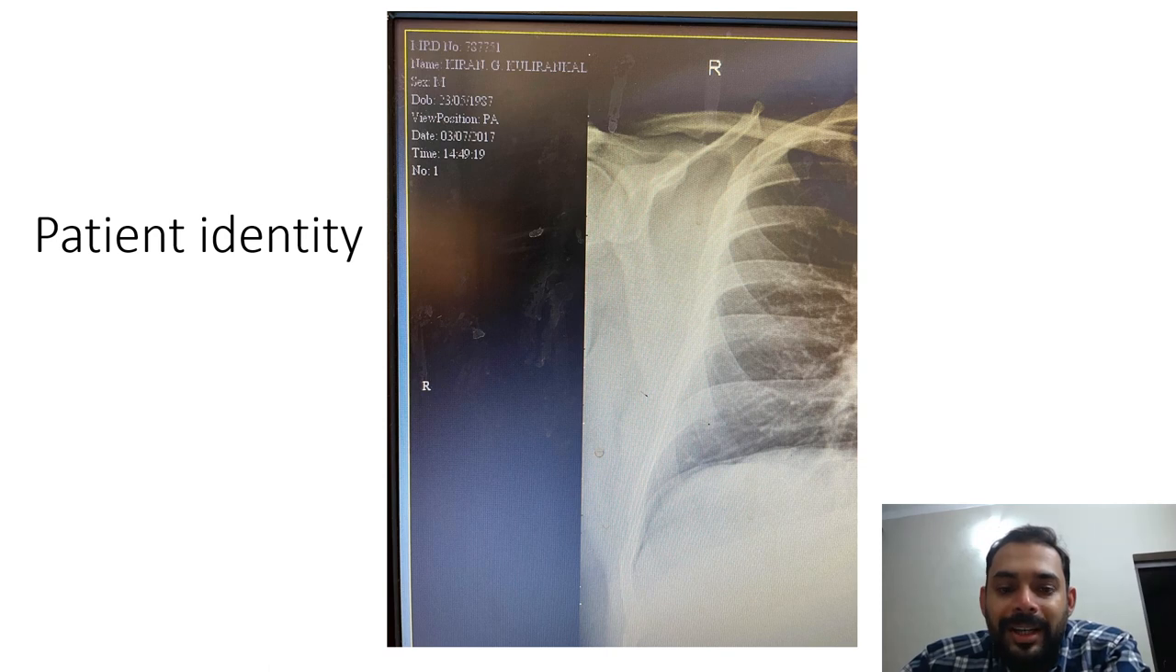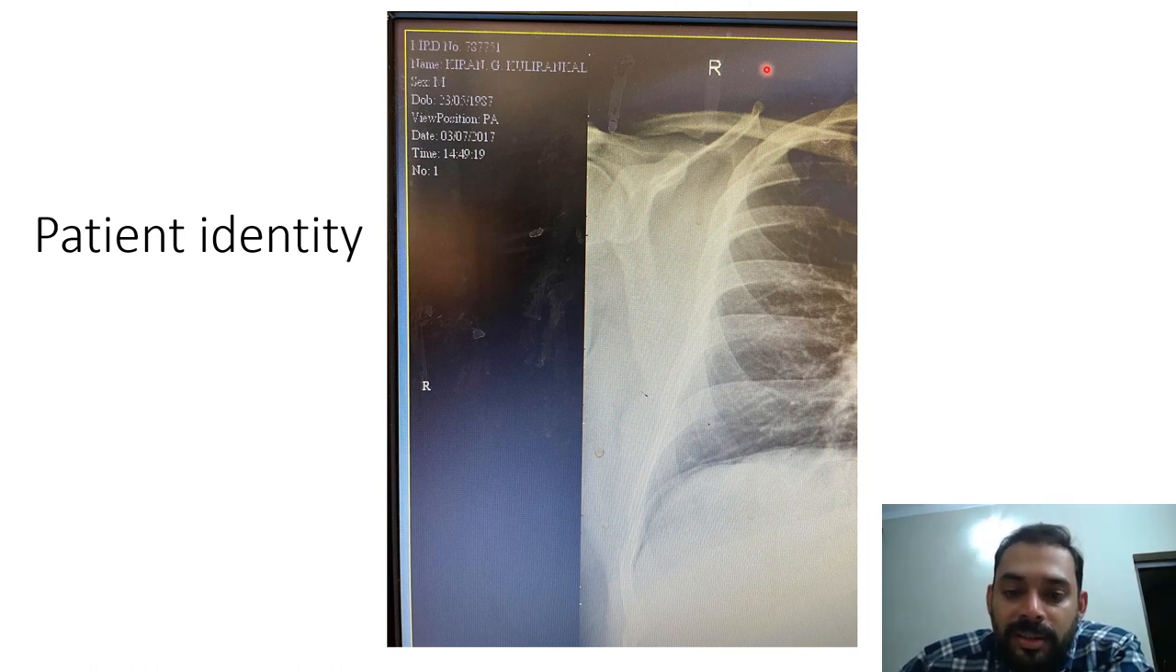So before we read an x-ray, the first thing that we have to make sure is that the chest x-ray that we are reading actually belongs to the patient that we are seeing. So patient identification is very important. The patient details will usually be given on the x-ray. Here you can see on the top left corner of the x-ray would be given the patient details. It will usually contain the name, the age, the sex of the patient and the hospital number. So this always has to be looked at so that there is no mix-up between the x-ray and the patient.